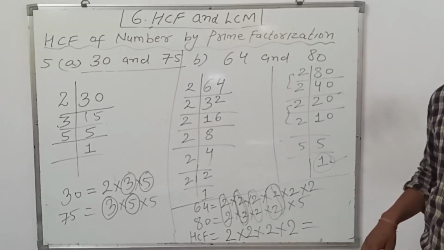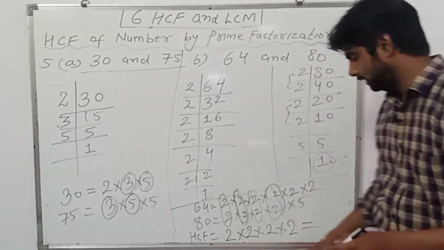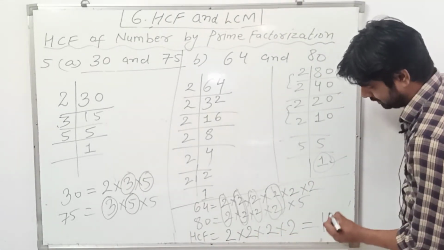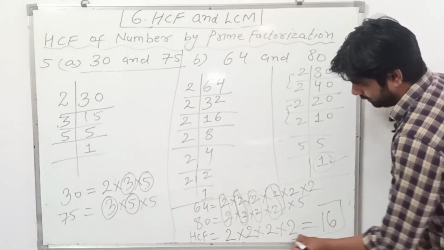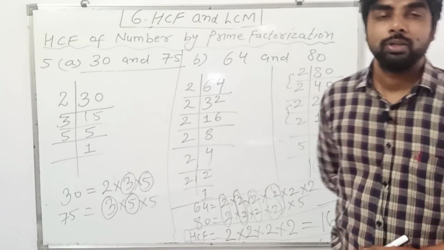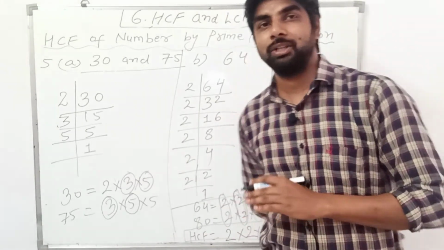And now what we will do? We will multiply all these numbers. So that is 2 2 is 4, 4 2 is 8, 8 2 is 16. So 16 is our SCF. Okay, so this is known as prime factorization method.